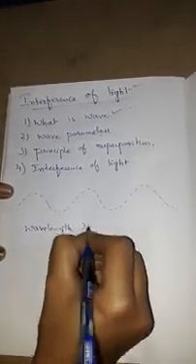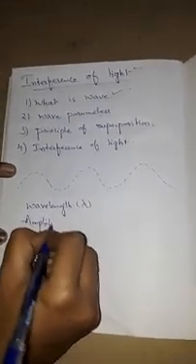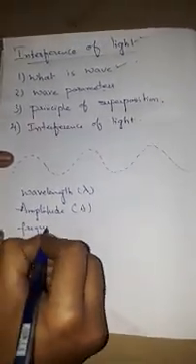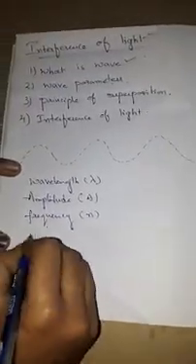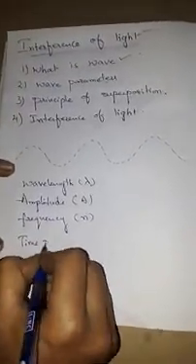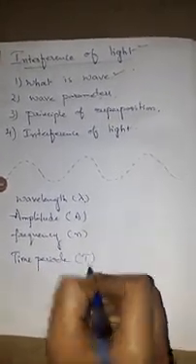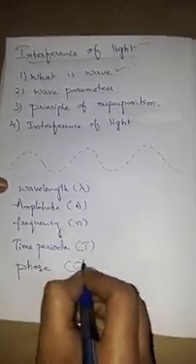That is denoted by lambda. Amplitude, that is denoted by A. Frequency, that is denoted by N. Time period, that is denoted by T. And finally, phase, that is denoted by phi. If you understand this concept, then you can easily understand the interference of light.